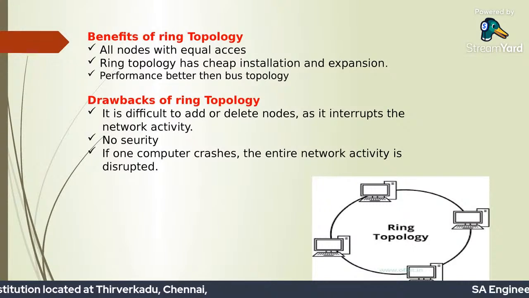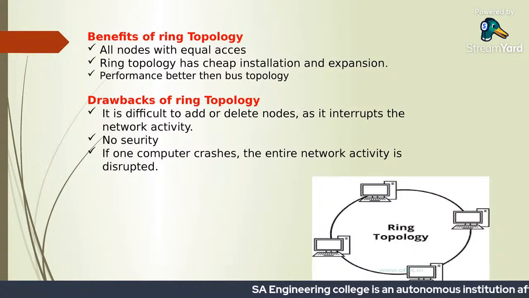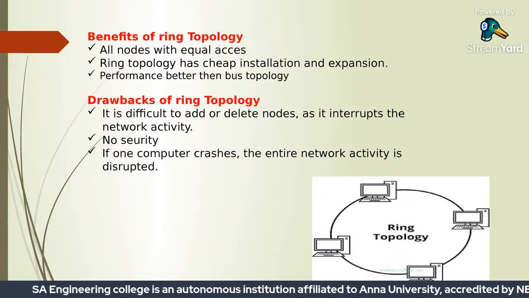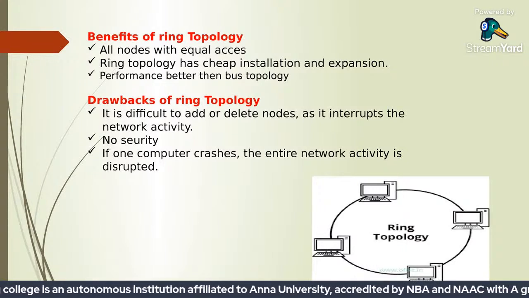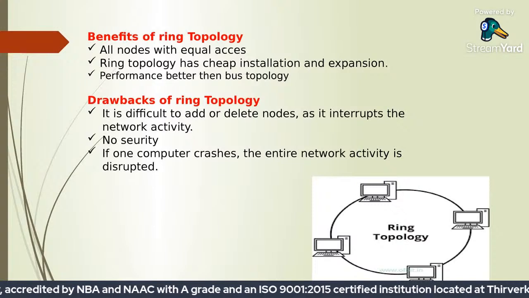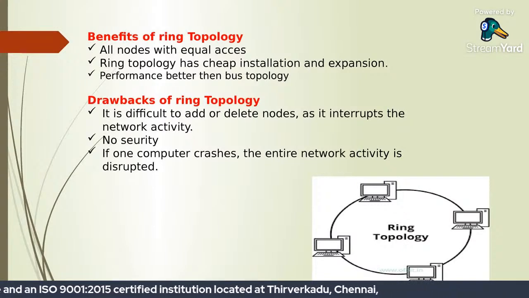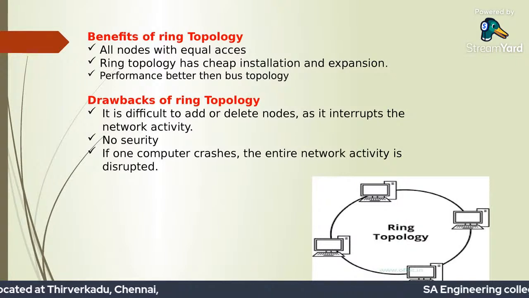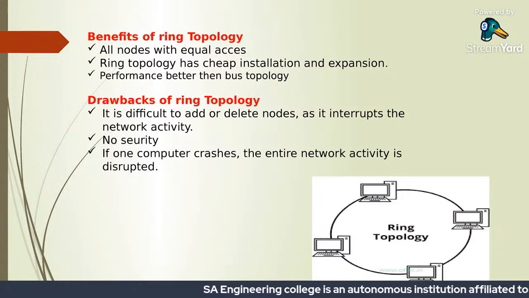While the data moves clockwise, it will move only clockwise, so it is unidirectional. And here a token is specified: a system is said to hold the token when it has the time to send or receive data. If this system is sending data to another system, then this system is considered to hold the token. Then this token will be forwarded to the next system, and that system now acts as the token holder, and it will send and receive the data.